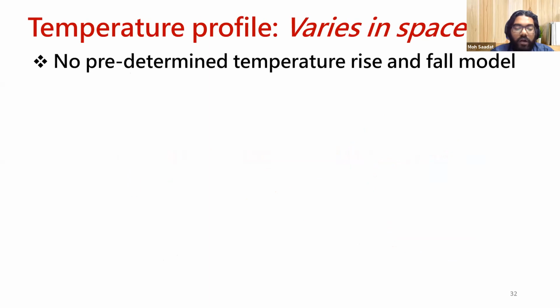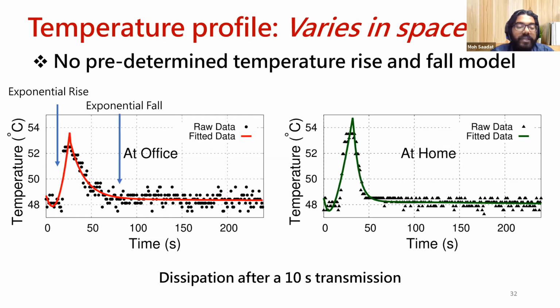Secondly, our investigation reveals that a completely predetermined temperature model cannot be derived. For the same device, the temperature model is highly dependent on the surrounding temperature as well as insulation condition and user handling. As is shown by these example thermal profiles we obtained with the same device at two different locations, an office environment and a home environment, clearly, the thermal profile obtained from home shows both faster increase and faster decrease in temperature.